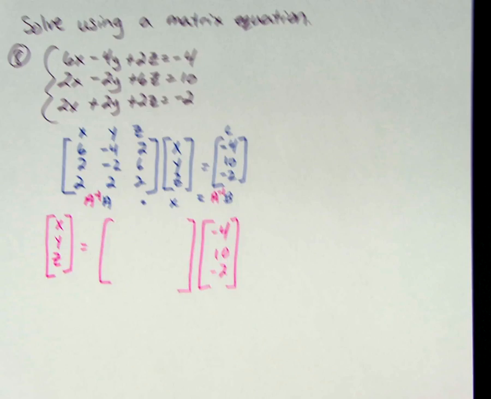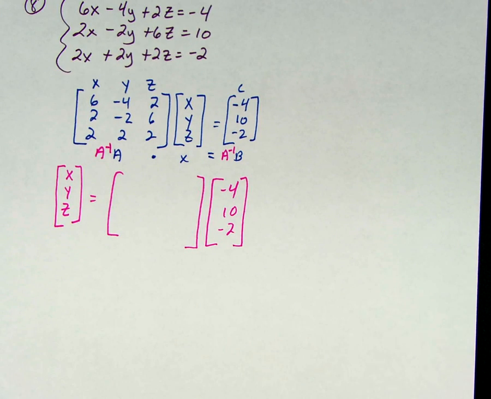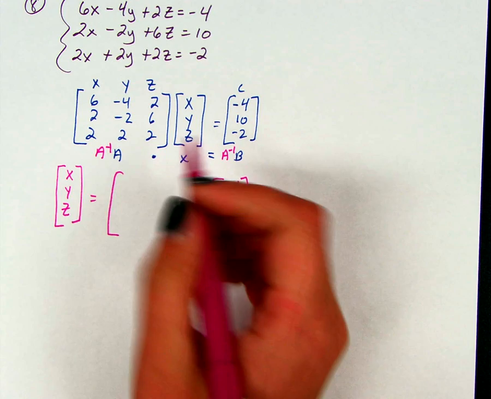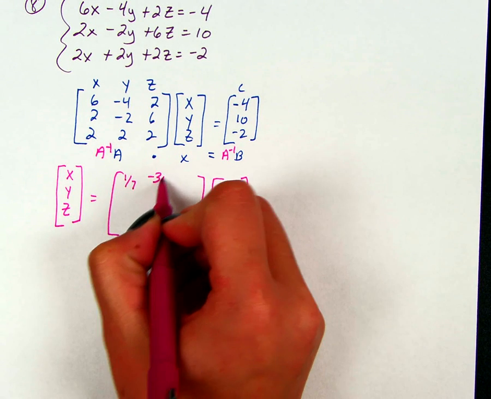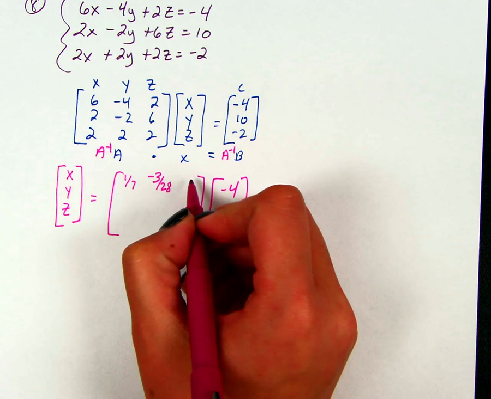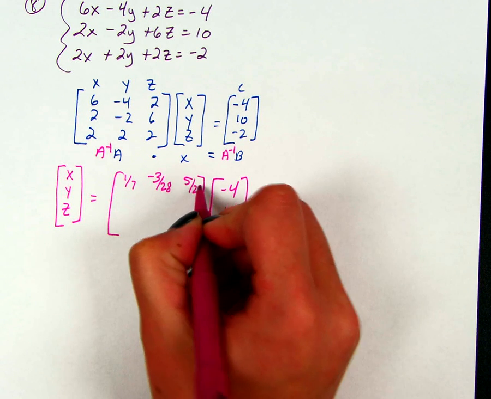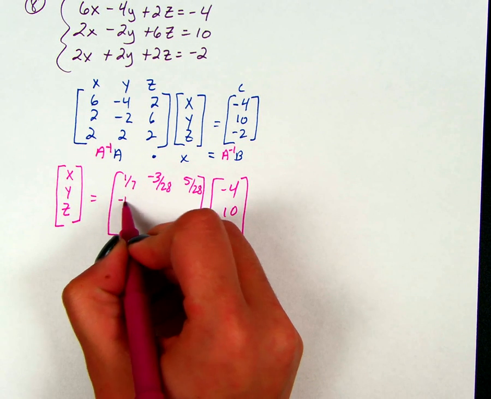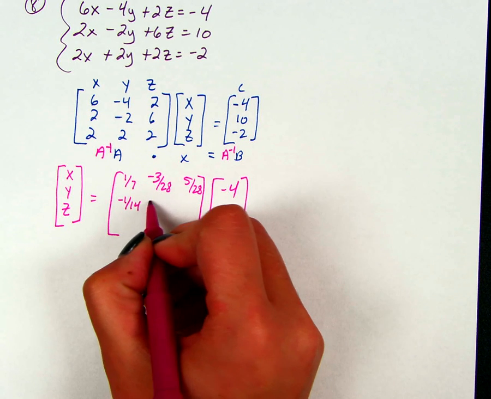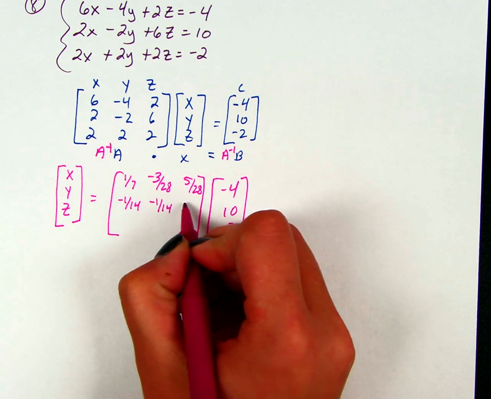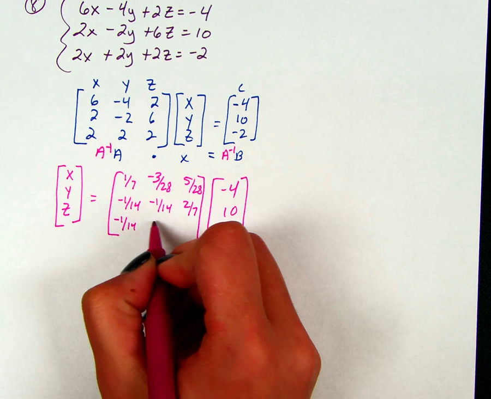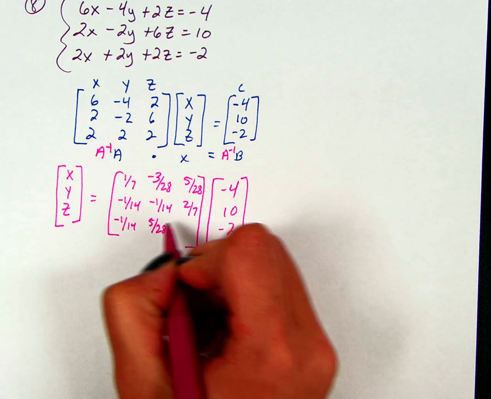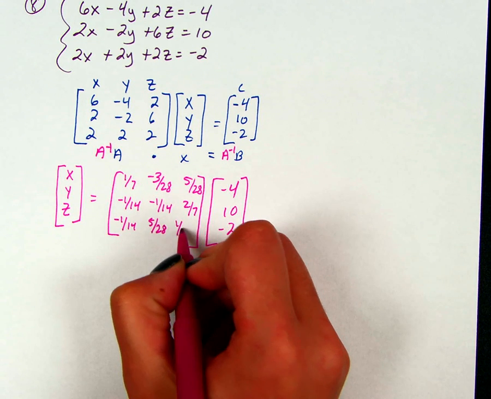Okay? So again, I'm just going to copy that down. So we have 1/7, -3/28, 5/28, -1/14, -1/14, 2/7, -1/14, 5/28, and 1/28.